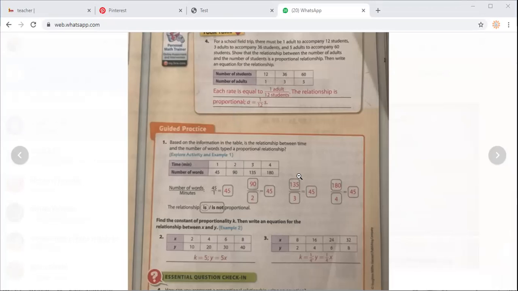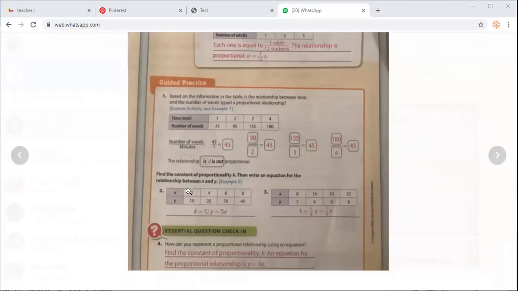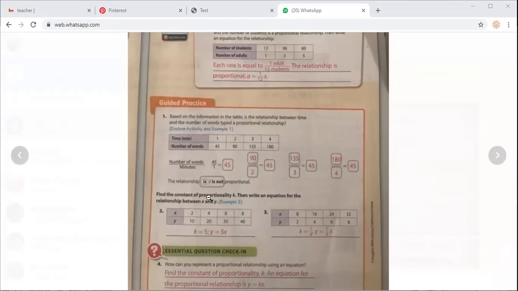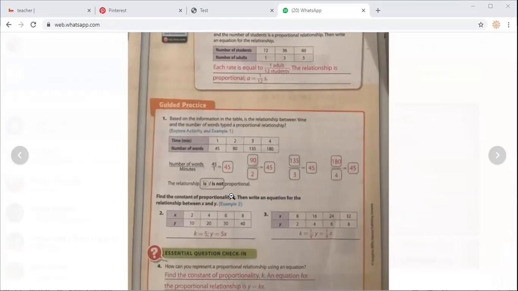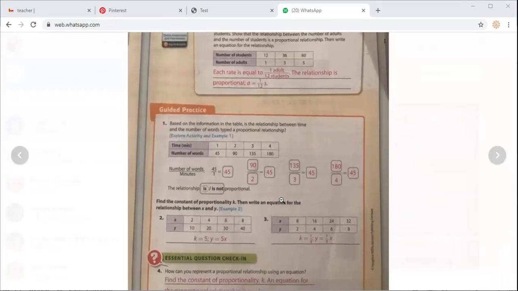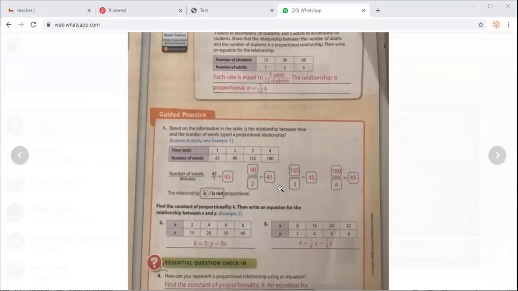He gave us a question here. Is the relation proportional or not proportional? So we said it's proportional. If I ask you now to form the equation, could you please tell me how we are going to form the equation in this case? Y equals 45X. Thank you so much.